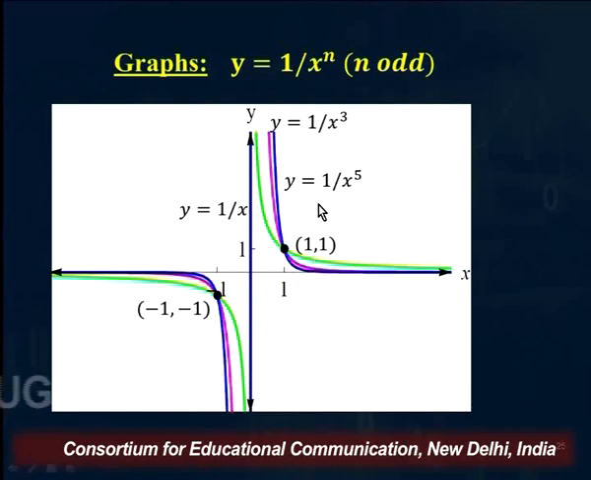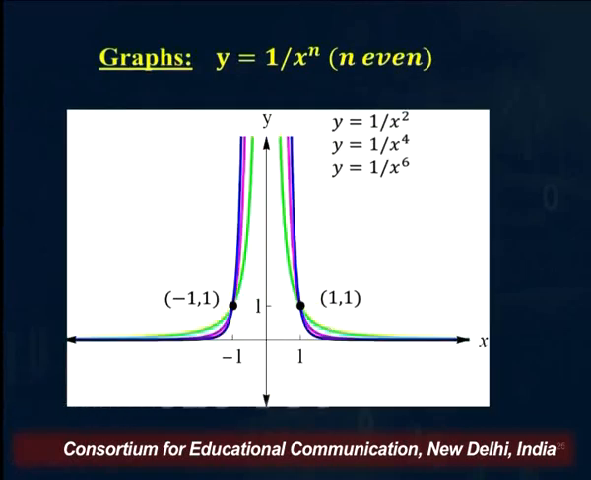And basically the graph of 1 by x cubed or 1 by x to the power 5 will have the same general shape as the graph of 1 by x. And here you have symmetry about the origin, so that both the points 1 comma 1 and minus 1 comma minus 1, for example, will lie on the same graph.